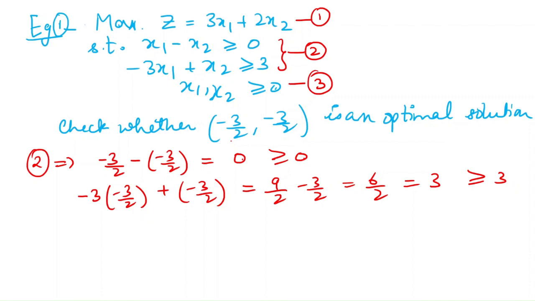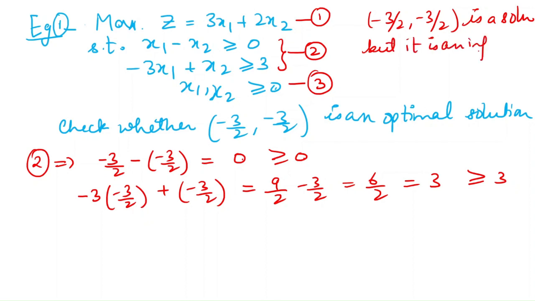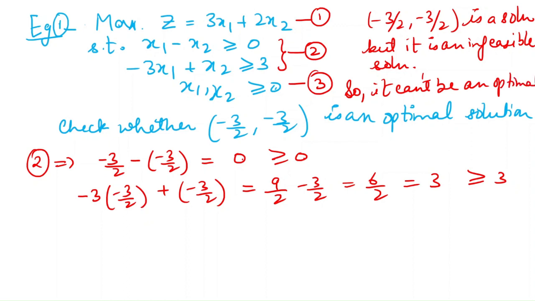So thus we can say that (-3/2, -3/2) is a solution, but it is an infeasible solution. So it can't be an optimal solution. So this is the answer.